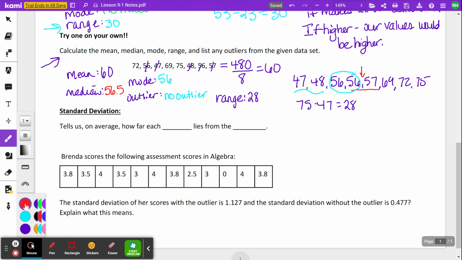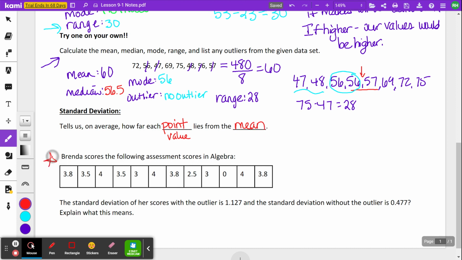Our last thing that we're going to talk about today is standard deviation. We used to make all the algebra kids calculate this by hand, but it got a little out of control and too much work, and you don't really need to know that much of it for your EOC. So I'm just exposing you to this. Standard deviation tells us on average how far each point or value lies from the mean, the average.